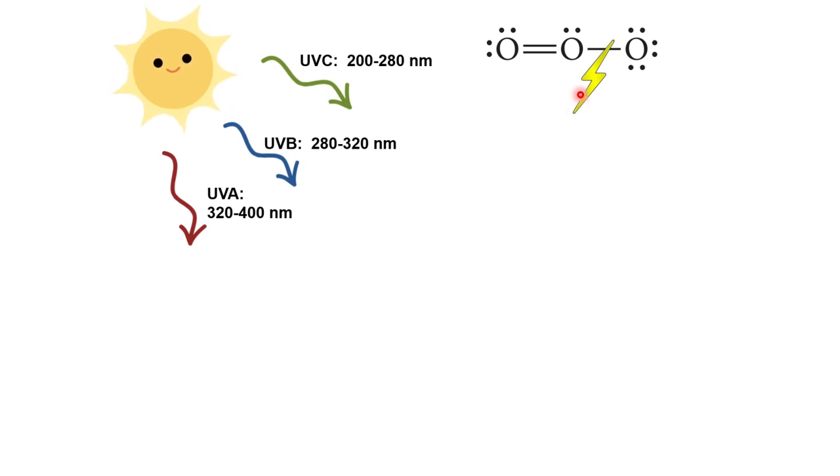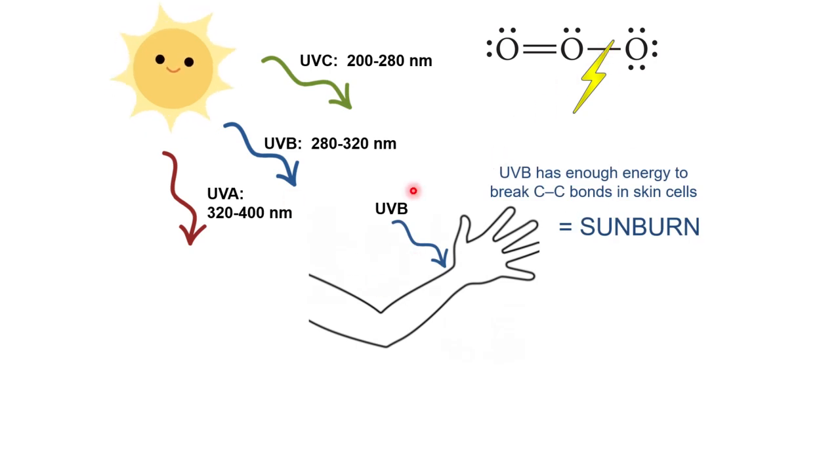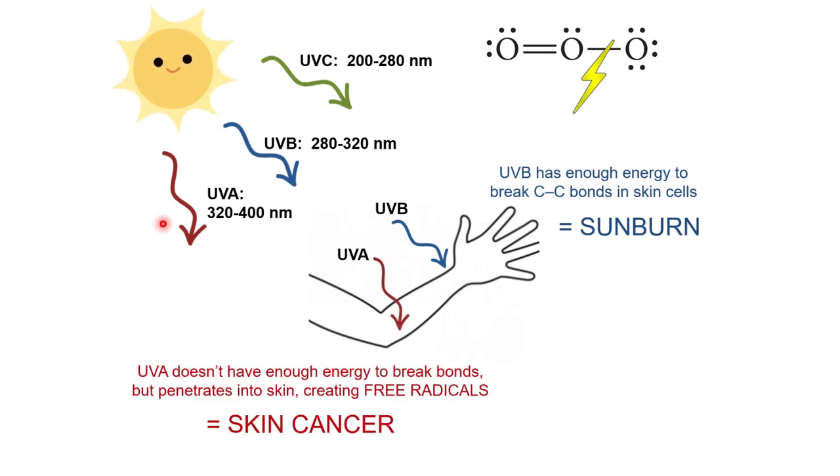So here we have our sunlight breaking this bond, and now the UVC is coming up here breaking this bond, but then the UVB has enough energy to actually break bonds in your skin. So this gives you a sunburn. And then the UVA rays are the real bad ones because they don't have enough energy to break bonds, but they can actually penetrate into the skin. And this causes free radicals, which can cause cancer.